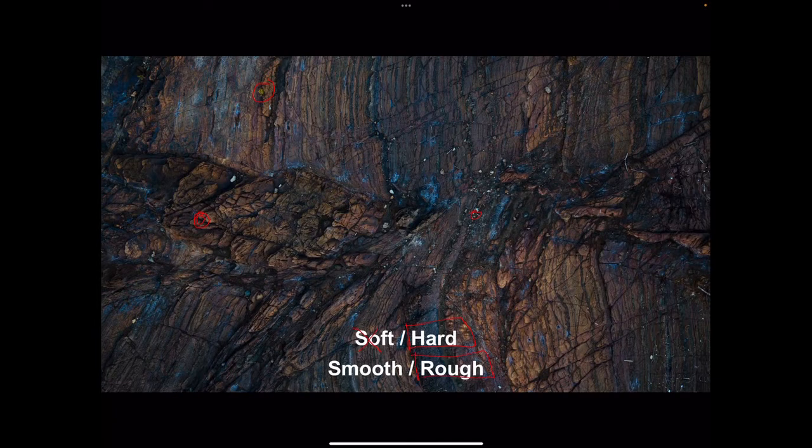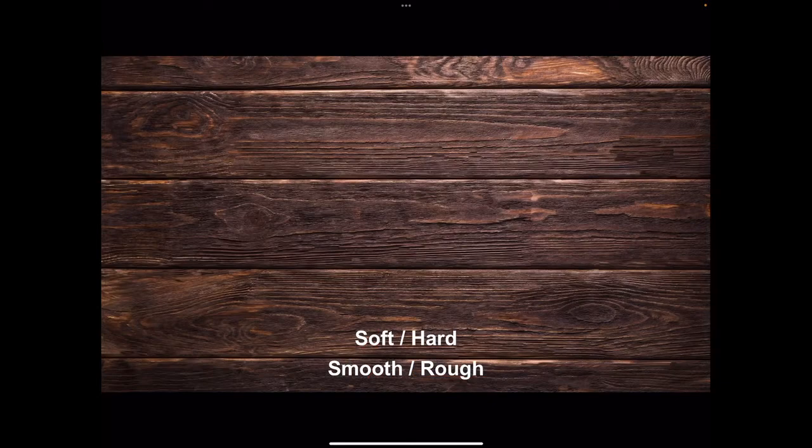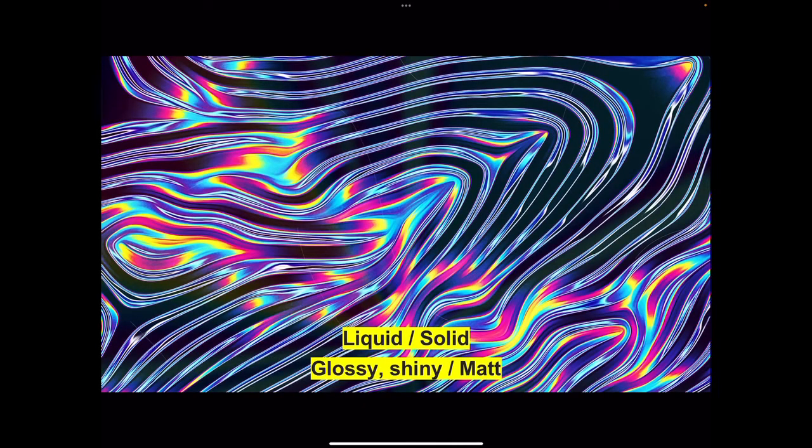It can hurt your hand, okay, not smooth. This one, we know again, this is wood, right? We can see the pattern and we saw it before and we know it, okay? So again, it's hard and rough. This one is easy.